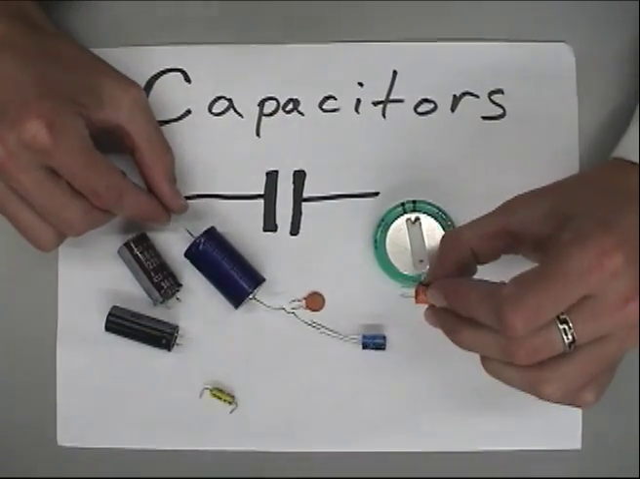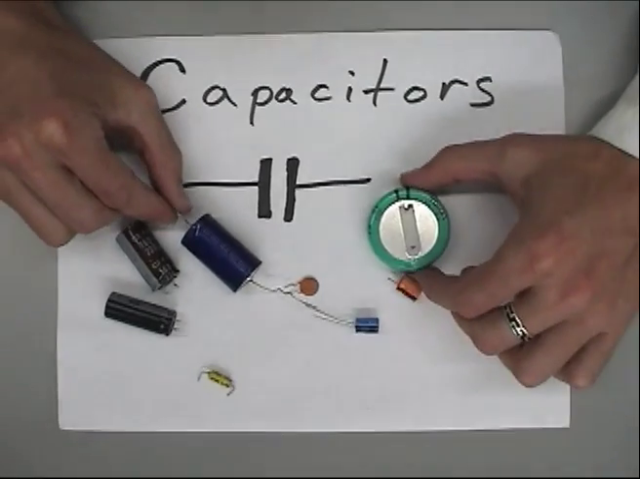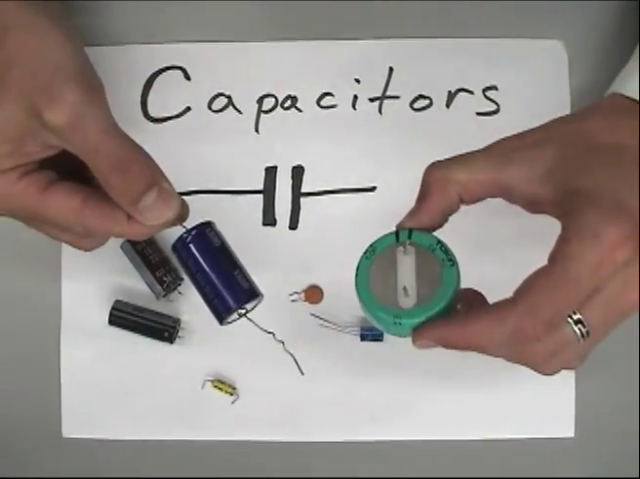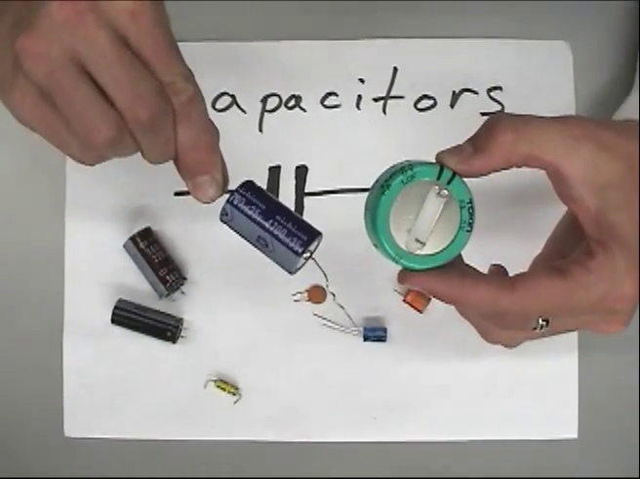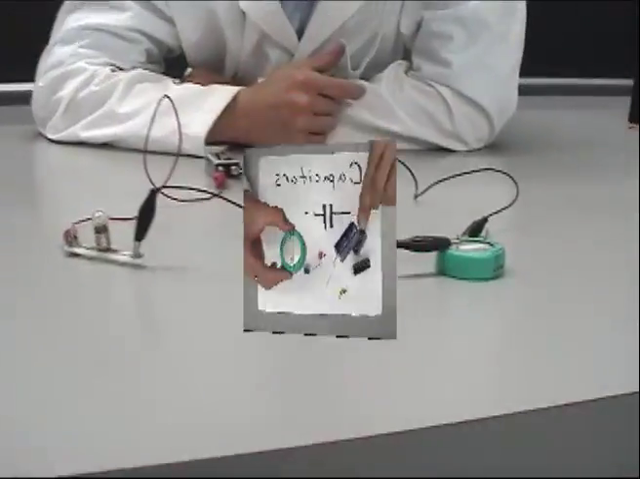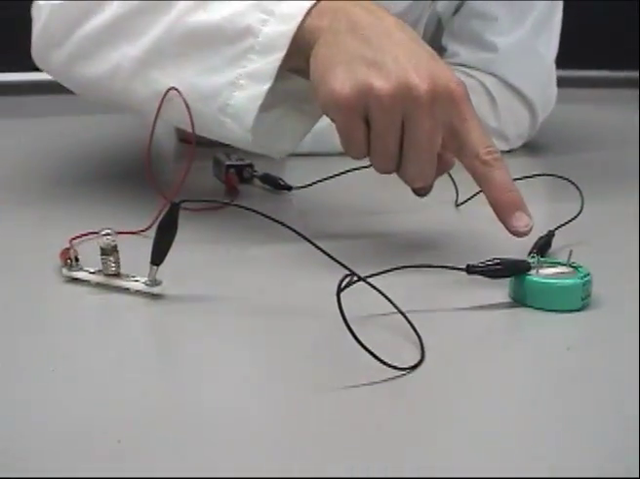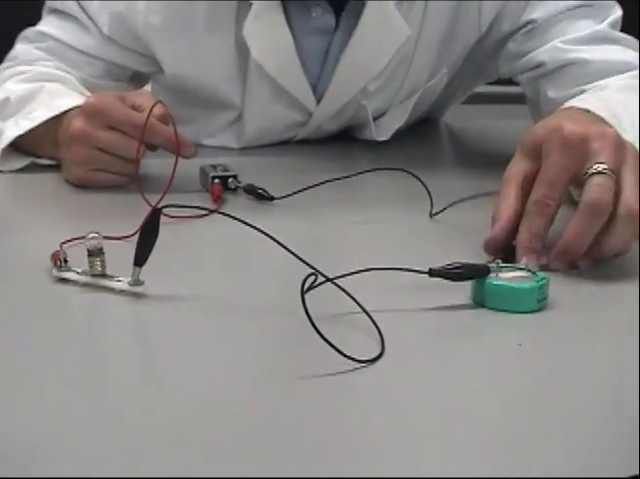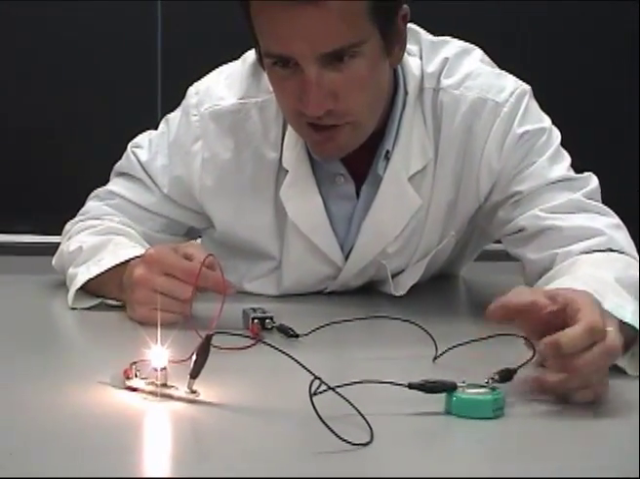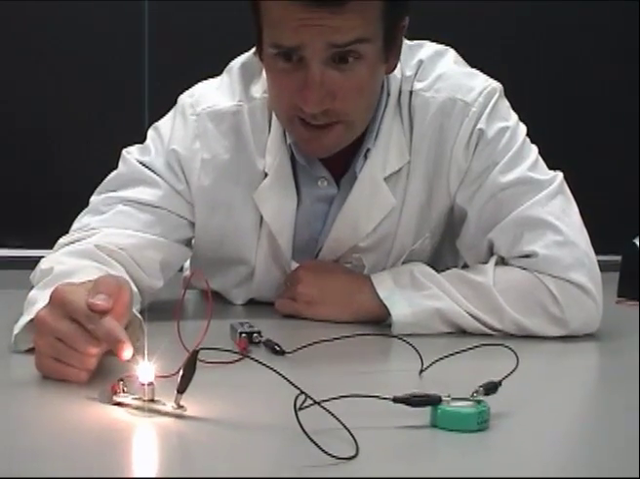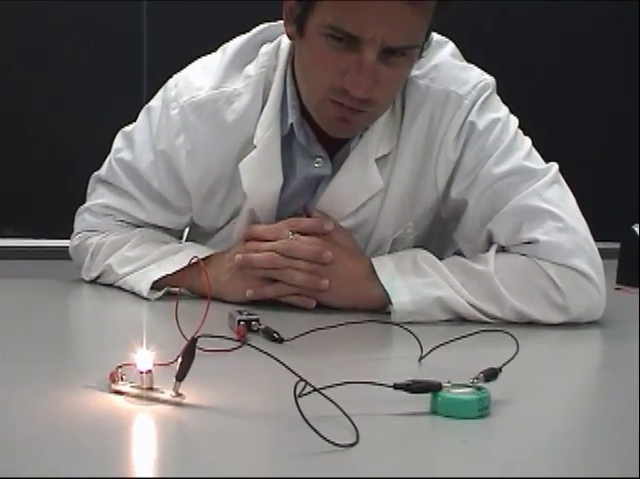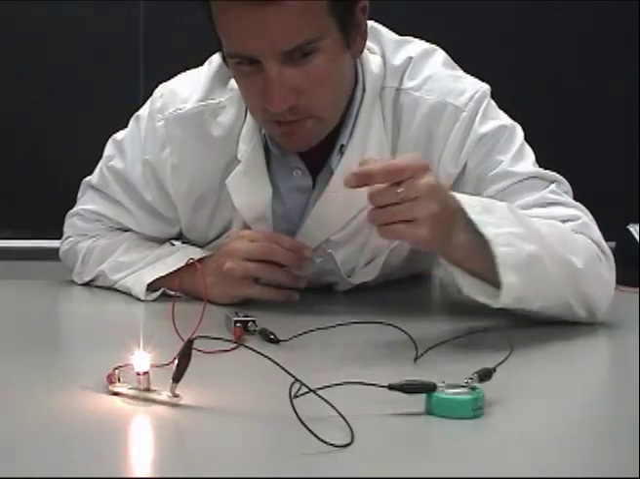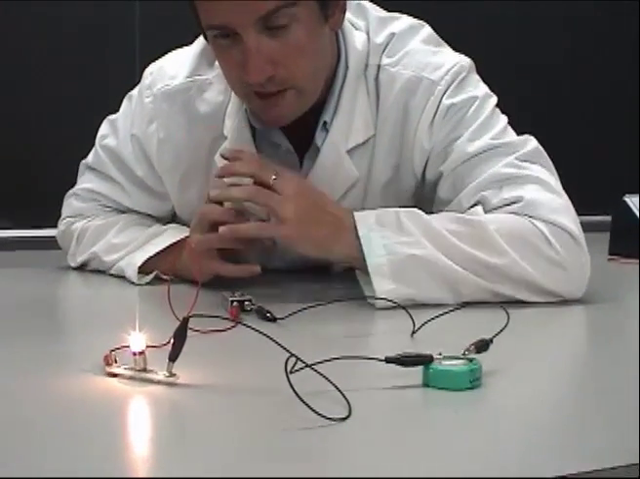These devices are called capacitors. They're used to store up charge so it can be delivered to the circuit later on. Here I have a capacitor hooked in series with a light bulb and a 9-volt battery. When I connect the capacitor, initially you see the bulb glows very brightly. But as time goes by and the capacitor becomes charged, the light bulb begins to dim.